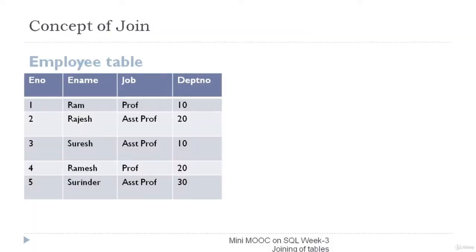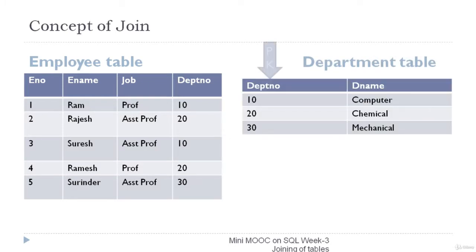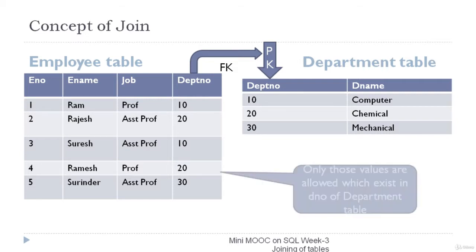The first table is employee with columns E number, E name, job and department number, while the second department table has columns department number and D name. The department number column of the department table will act as its primary key, while the department number column of the employee table will act as its foreign key. Only those values are allowed in the department number column of the employee table which exist in the corresponding master table.